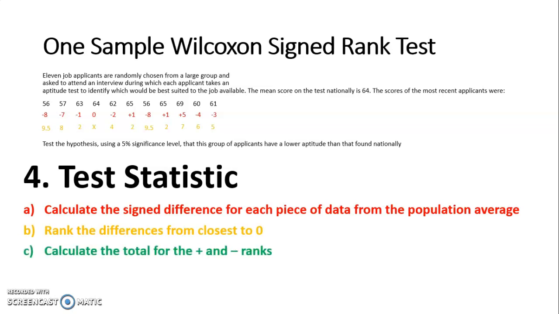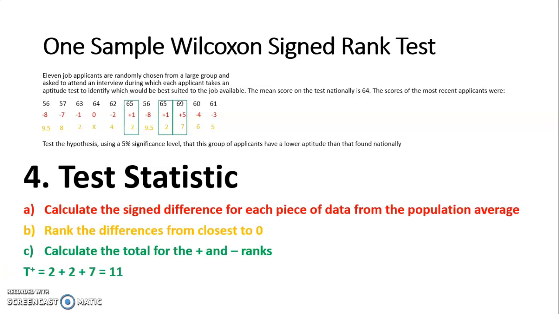So step C is to calculate the total for the positive and negative ranks. The first thing I'm going to do is highlight all my positive ranks so I can clearly see which ones are positive and negative. So I've got this one here, 69 was 5 above, that was rank 7. 65 was 1 above, which had a rank of 2. And there was another 65, 1 above, which also had rank 2. So my value for T plus, the total of the positive ranks, is 2 plus 2 plus 7, which is 11.